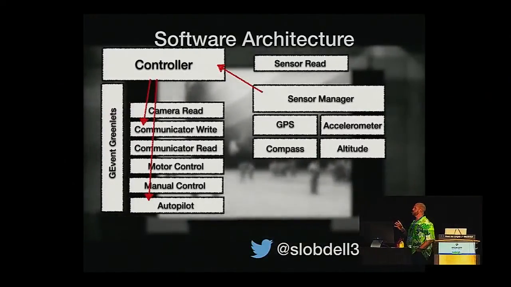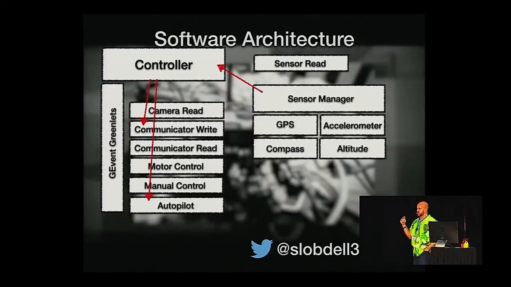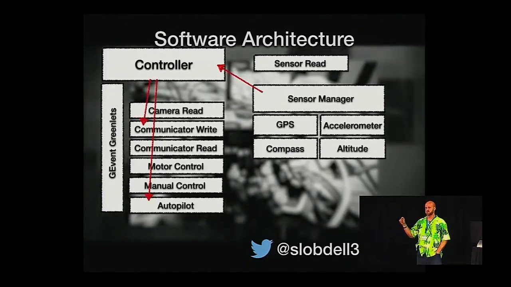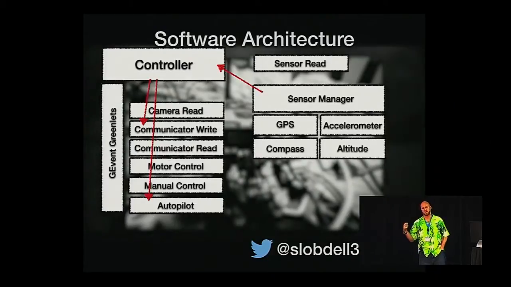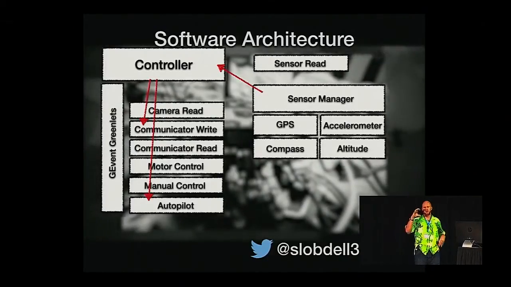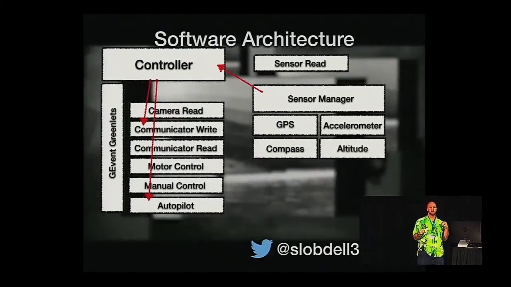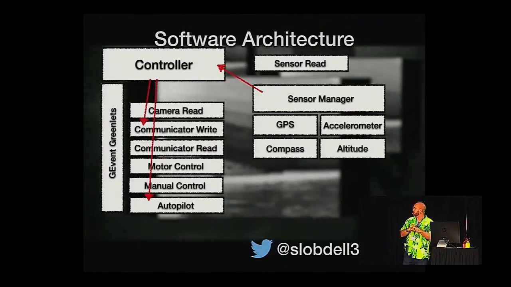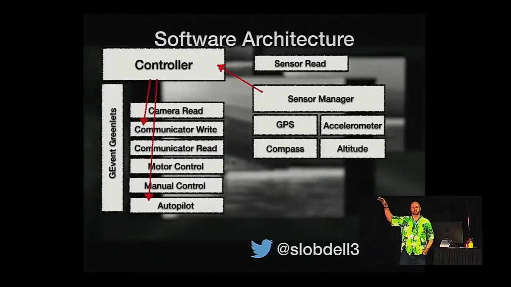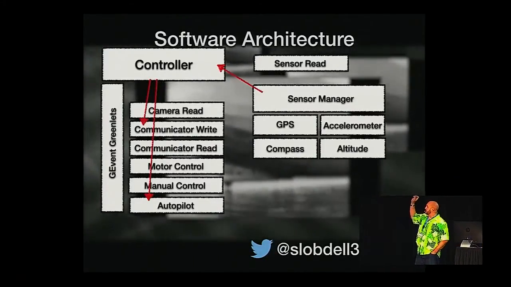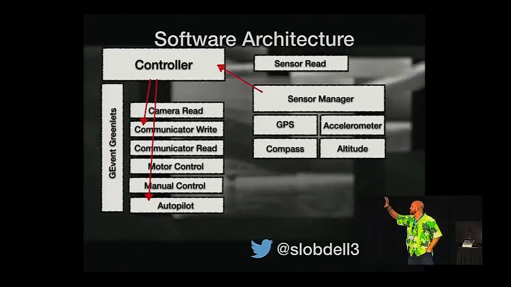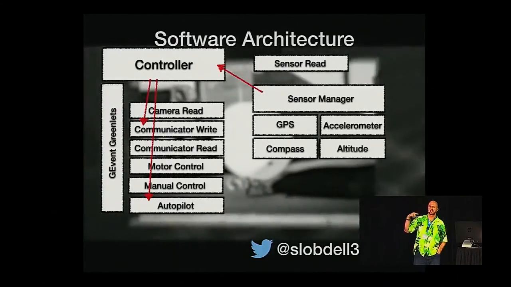Now we can go and do that with every single one of our sensors. In this case, I have a GPS, accelerometer, compass, and an altimeter. For all of those things, I have drivers written in C++. I surface those functions up to Python, and then I have a sensor manager that manages all of those things. And the controller is then going to poll the sensor manager every 1/10 of a second.